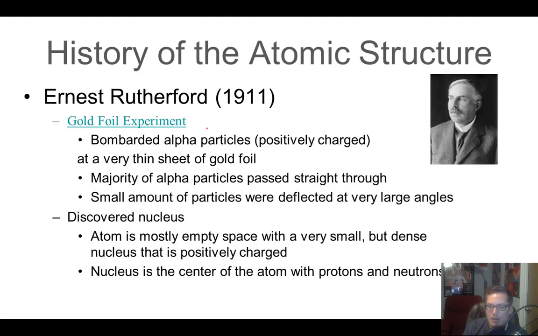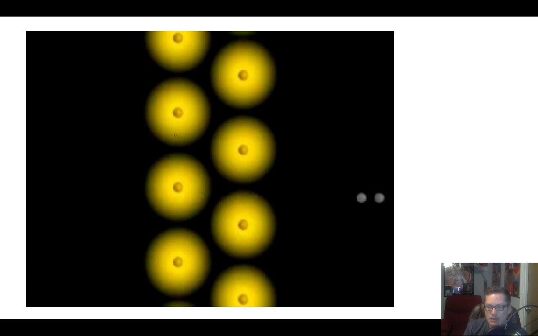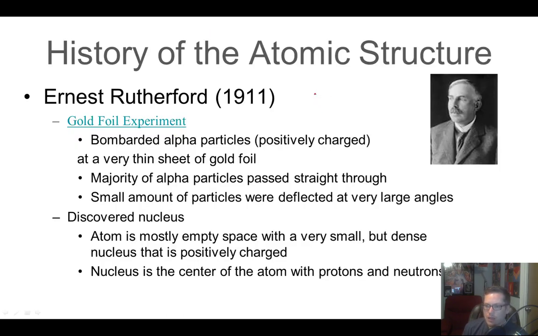Next came Ernest Rutherford, who was credited with the gold foil experiment. In this experiment, he had a phosphorescent screen around a very thin piece of gold foil. This is the gold foil, and around here is the phosphorescent screen that would light up when positively or negatively charged particles would hit it.